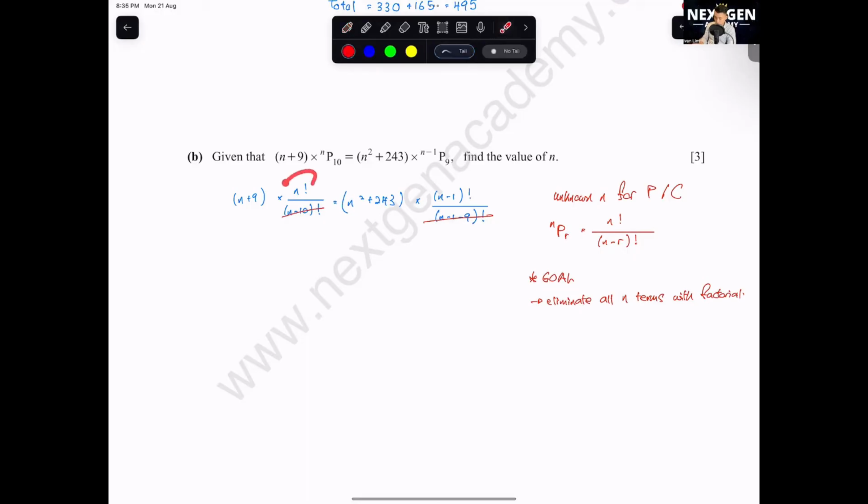Now we want to get rid of n factorial and n minus 1 factorial. What you got to do is expand the bigger value. n and n minus 1, which one is bigger? n. So how to expand it? You write it like this: times n, then n minus 1 factorial. You will stop at n minus 1 factorial because you want to cancel off with the other one. Then equals n squared plus 243, then this one times n minus 1 factorial. And here, you cancel, you cancel.